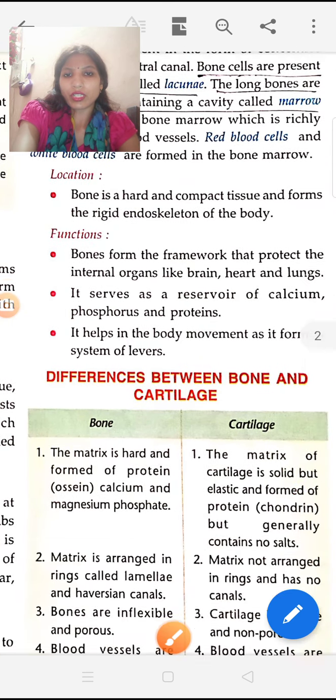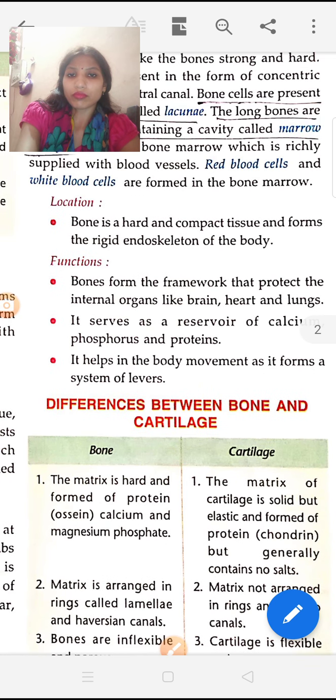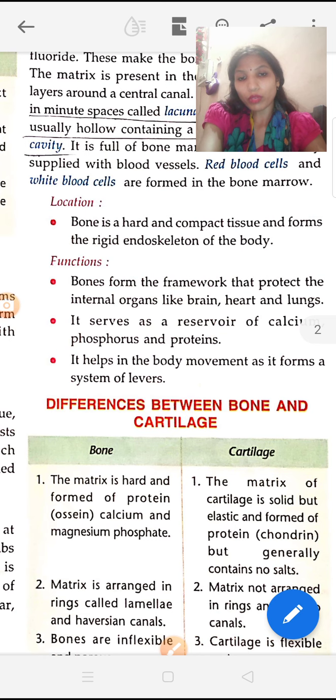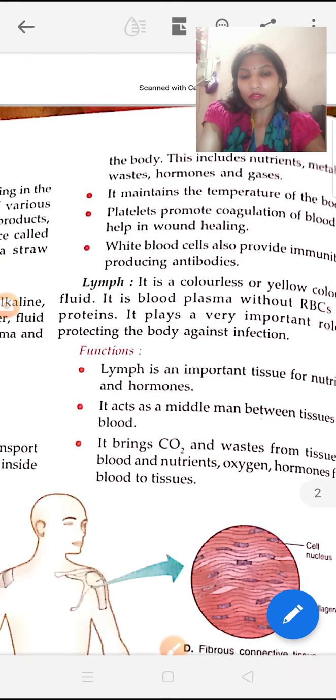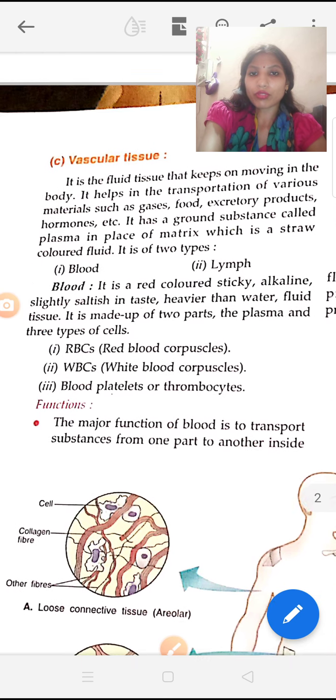And again the functions are there, so that you can study from your book as well. And then the differences between the bones and cartilage. If any particular paragraph or line or word, anything, you are not understanding, you can just call me up, or you can WhatsApp me as well.